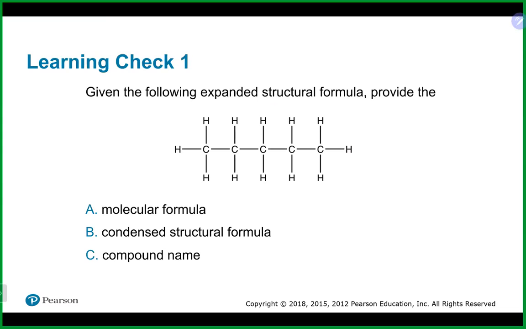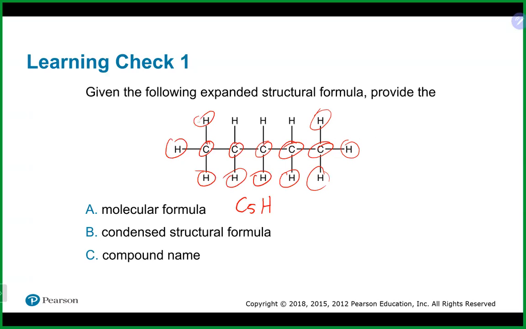Provide the molecular formula, the condensed formula, and the name. So let's take a look at this one here. Molecular formula, we just want to count up everything, right? So that is 1, 2, 3, 4, and 5. So that's 5 carbons. And if we count up our hydrogens on the outside all the way around, 1, 2, 3, 4, 5, 6, 7, 8, 9, 10, 11, 12. That's going to be 12 hydrogens.